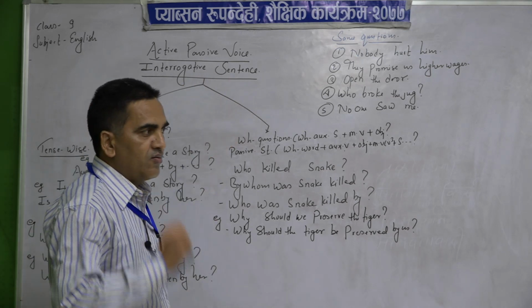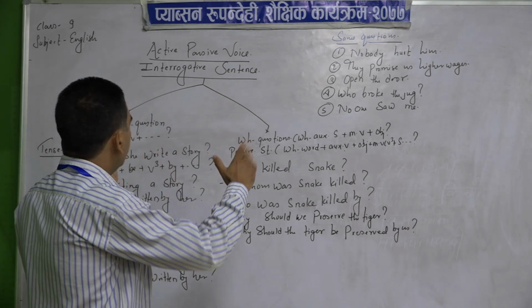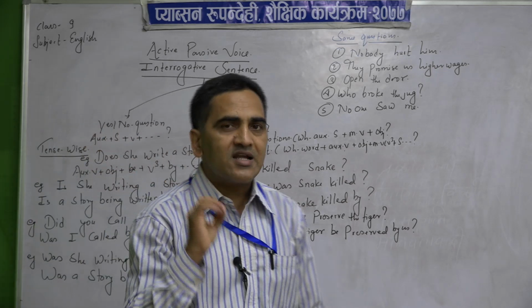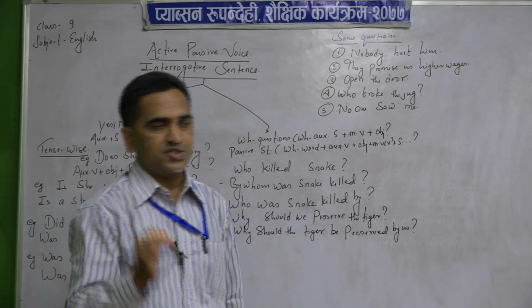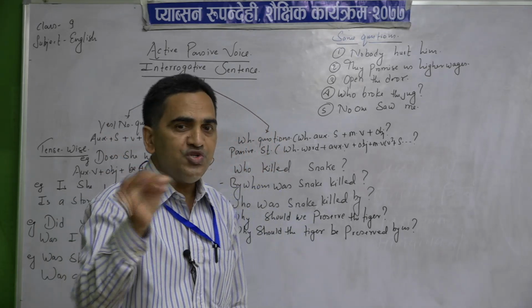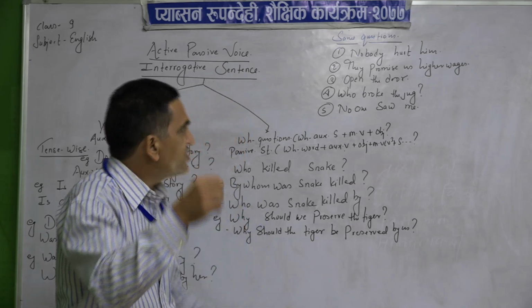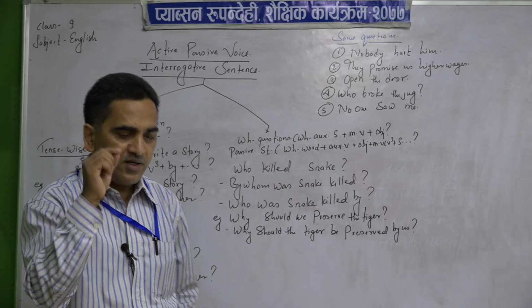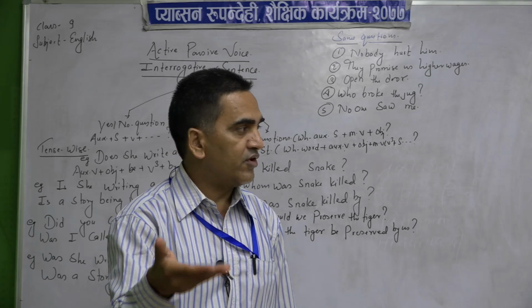My dear students, an interrogative sentence is divided into two parts. Before going to this, what is an interrogative sentence? Let me introduce. An interrogative sentence is a sentence which asks a question, and there is a question mark at the end of the sentence. It always has a query, a question for you.